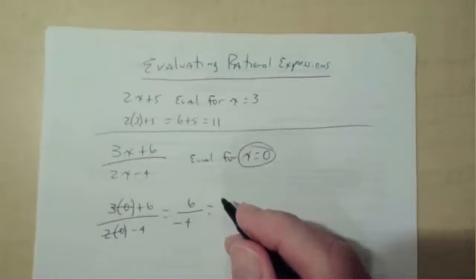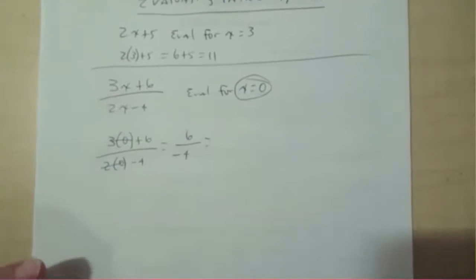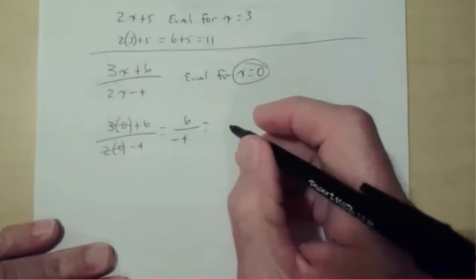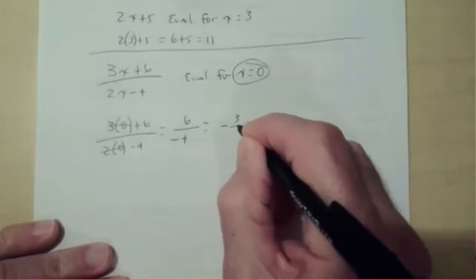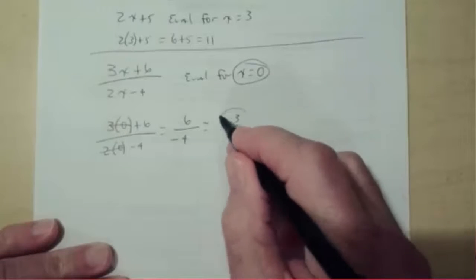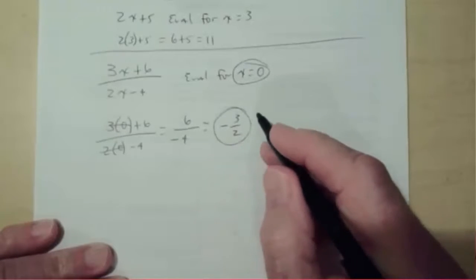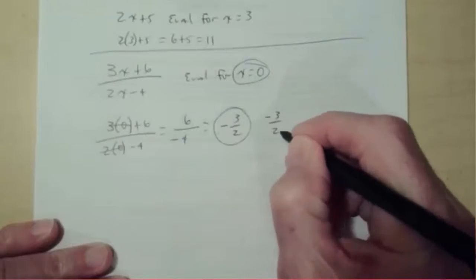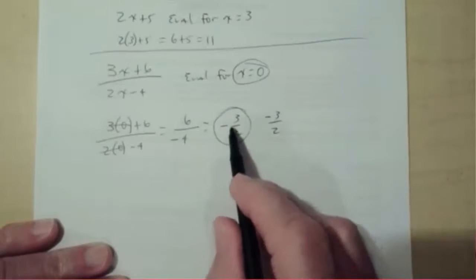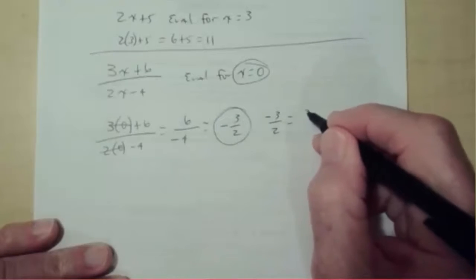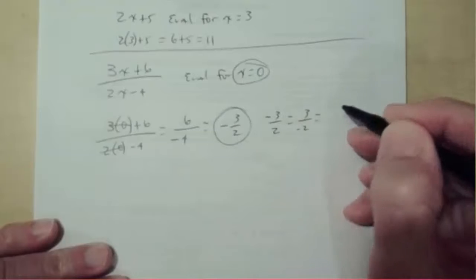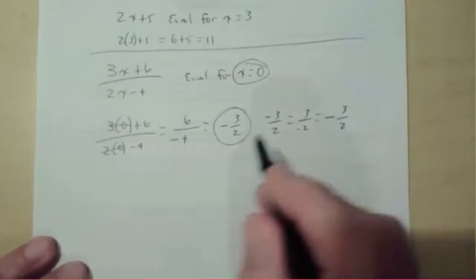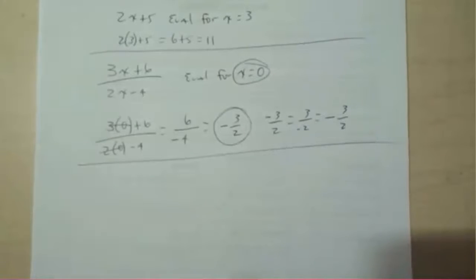On the final exam, they may give you one of these, but be sure and reduce the fraction. So this is going to be negative 3 over 2. And remember, the negative can go anywhere. It can be negative 3 over 2, 3 over negative 2, or negative 3 over 2. It doesn't make any difference where the negative goes.